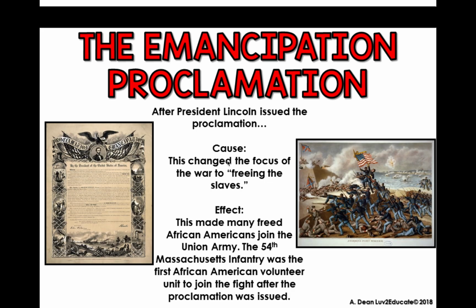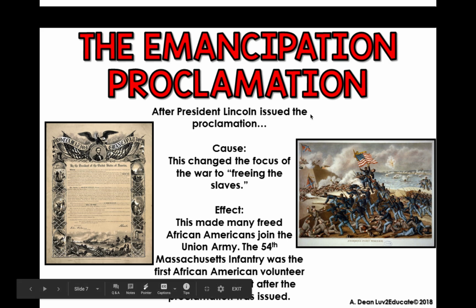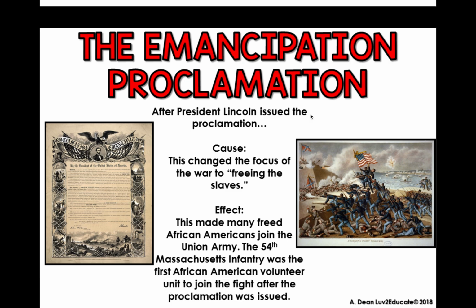It would change the focus of the war to freeing slaves, right? That's what President Lincoln wanted to do. And what happened as a result? Many of those freed slaves would join the Union Army. So the Union Army ended up getting a lot bigger after that. The 54th Massachusetts Infantry was the first African American volunteer unit to join the fight after that proclamation was issued. So it made the North Army a lot stronger.